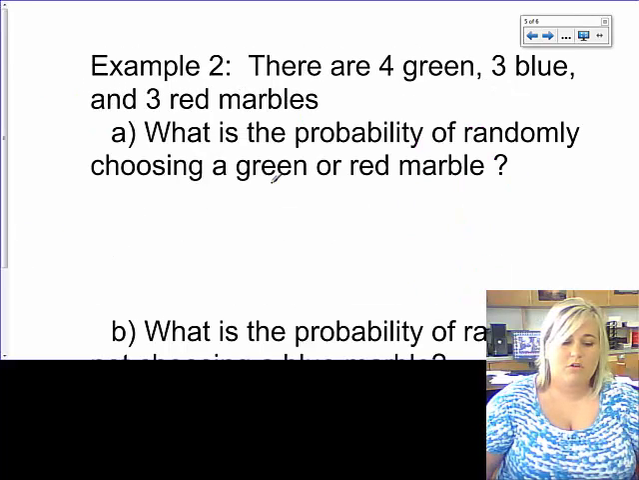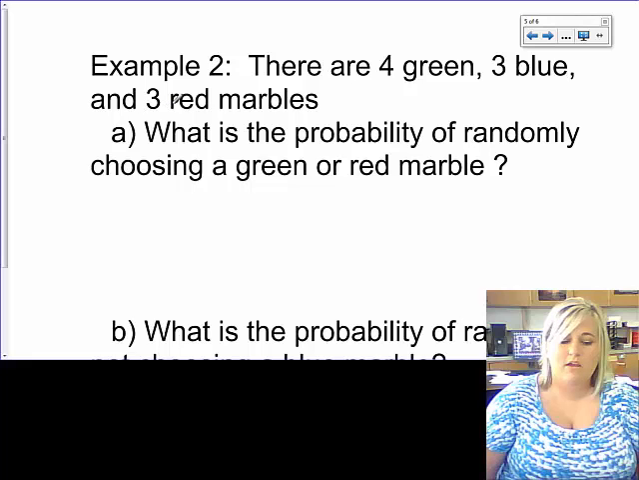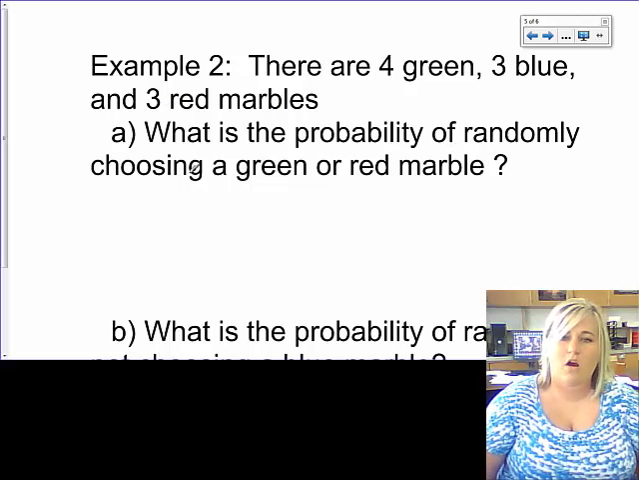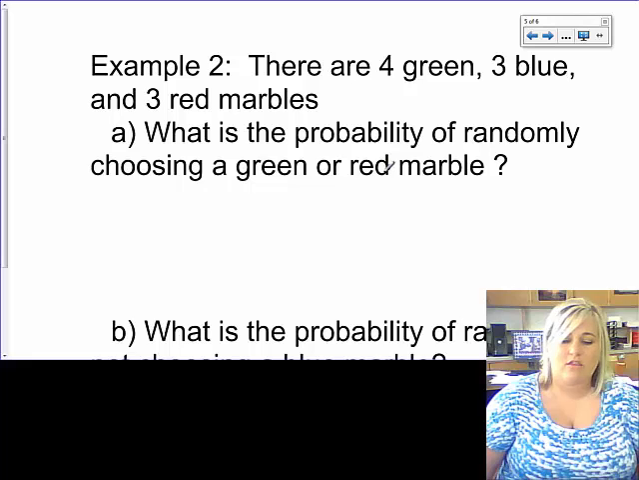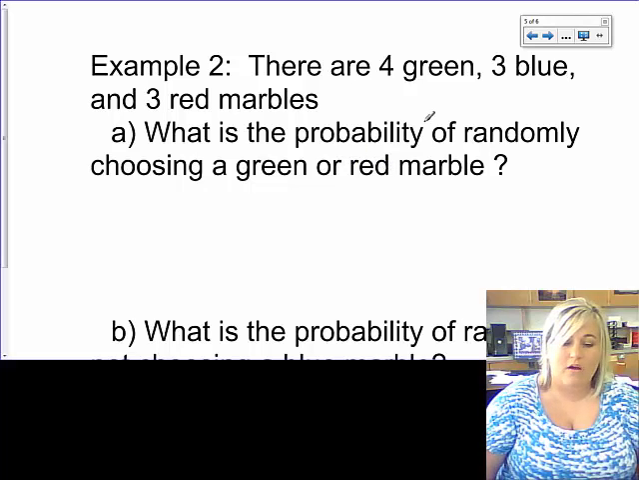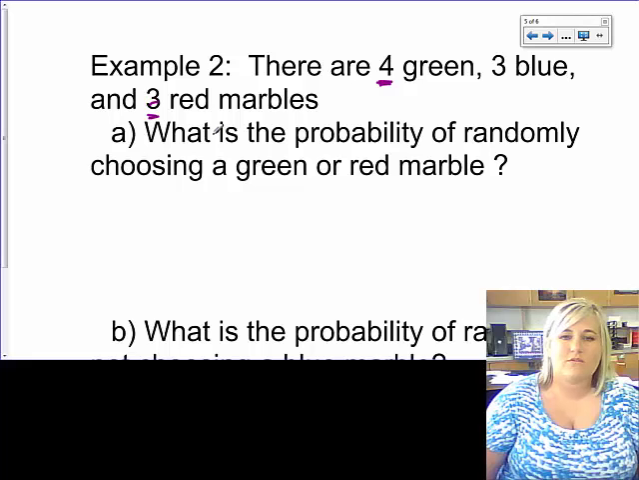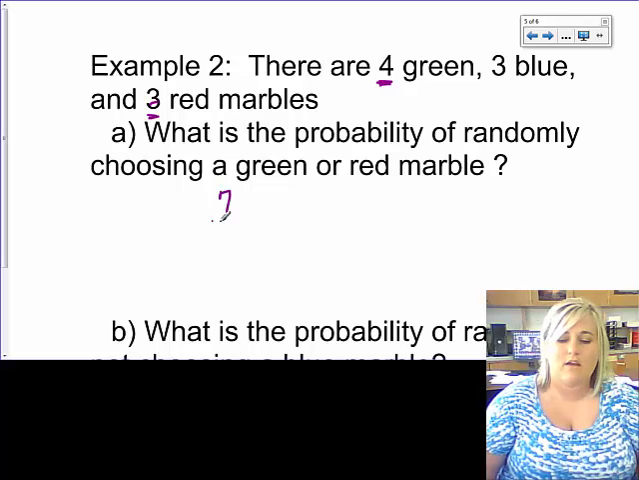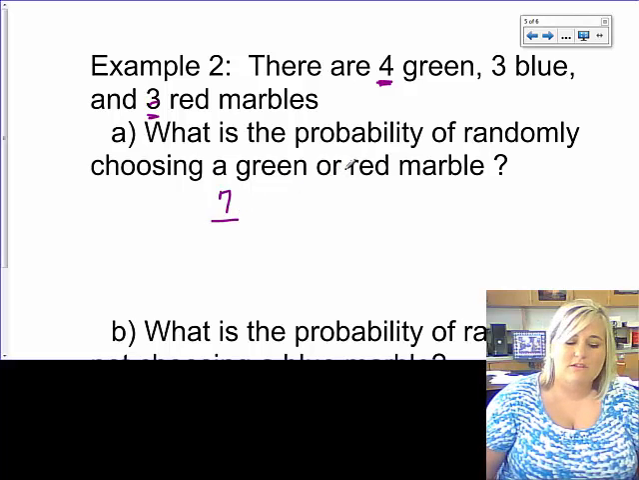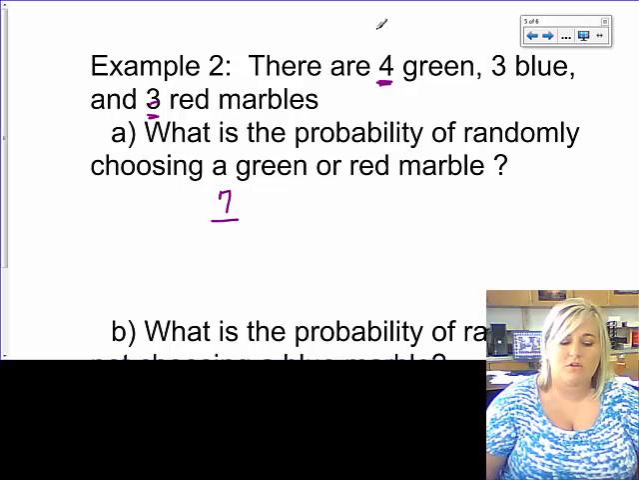Example 2, there are 4 green, 3 blue, and 3 red marbles. What is the probability of randomly choosing a green or red marble? That means that I can draw either a green, which I know there are 4 of, or a red, which there are 3 of. So my possible choices are 3 plus 4, which is 7 total marbles that I have to choose from to get what I'm wanting. But how many are in the bag? That's going to be our denominator. So I know that I already added the green and the red. I need to add in the blue, which is 3. So the probability would be 7/10.